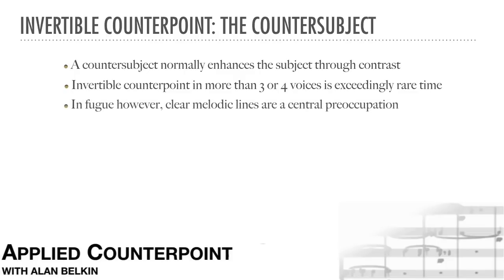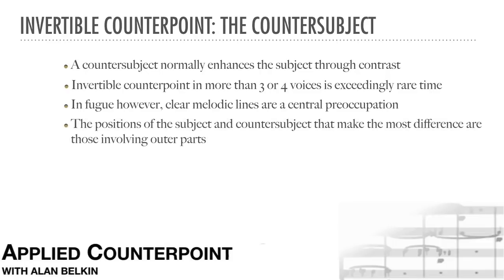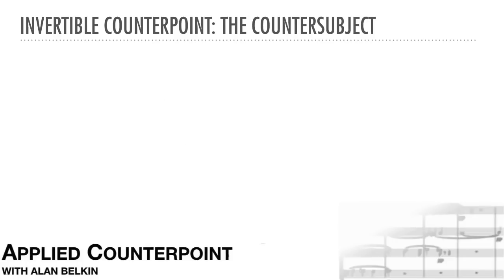In fugue, however, clear melodic lines are a central preoccupation. The positions of the subject and countersubject that make the most difference are those involving outer parts. Exchanging just the middle parts in a rich contrapuntal texture does not affect the overall sound very much. The mechanics of invertible counterpoint are pretty simple.